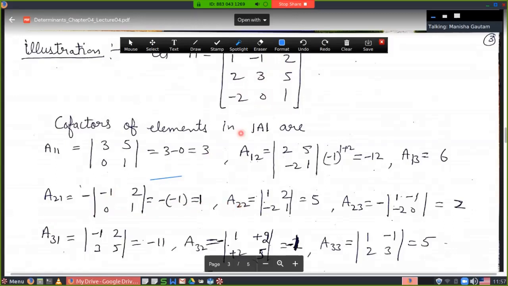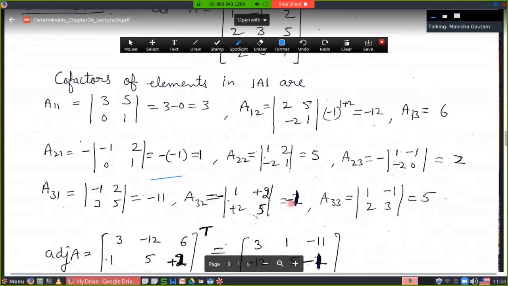Now for A22, delete the second row and second column. You will get 1, 2, -2 and 1. The elements are written here. Simplify it. In the determinant, cross multiplication takes place. You will get 5, with a positive sign. 2 plus 2 is 4, and -1 to the power 4 means a positive sign. Similarly, you can calculate A23, A31, A32 and A33.